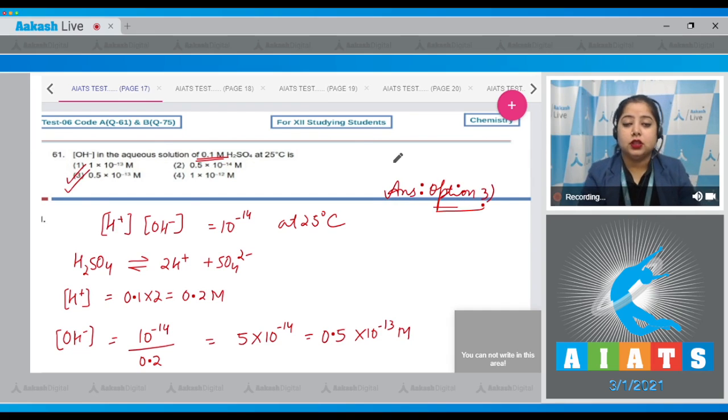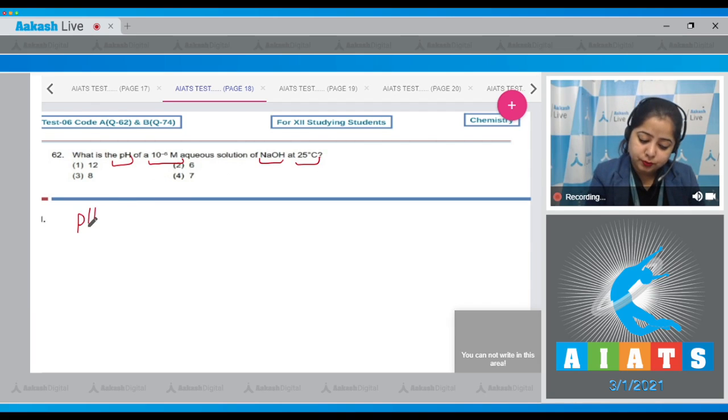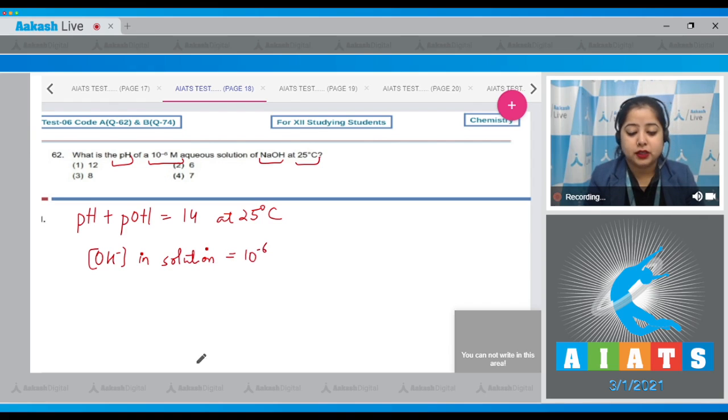Moving to next question, which is 62. What is the pH of a 10 raised to the power minus 6 molar aqueous solution of NaOH at 25 degrees Celsius? Student, here we are given 10 raised to the power minus 6 NaOH at 25 degrees Celsius. We have to calculate pH. So student, pH plus pOH is equal to 14 at 25 degrees Celsius. And we are also given the concentration of OH⁻ ion in solution, which is equal to 10 raised to the power minus 6 molar.